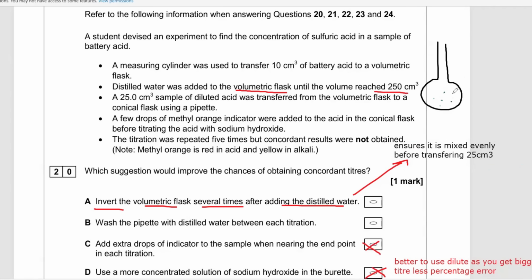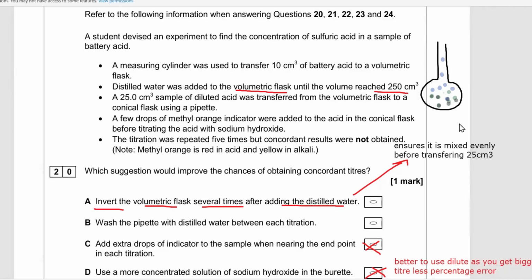You know, it's part of your core practical they're testing you on here. So essentially, in order to get the acid and the water to mix thoroughly, put a stopper in, invert several times. Then when you take your 25 centimeter cubed sample of the diluted acid from the volumetric flask, it's a representative sample, right?